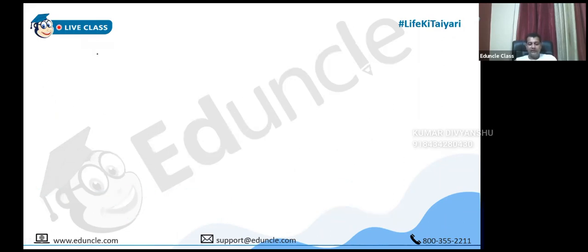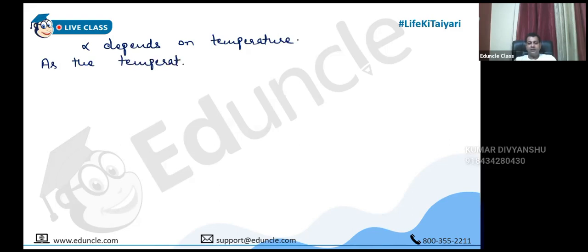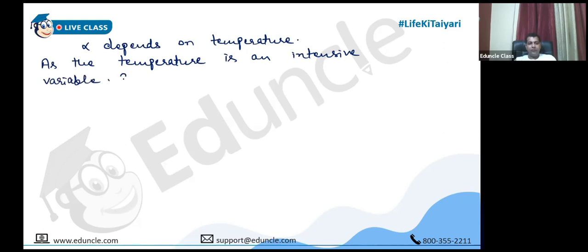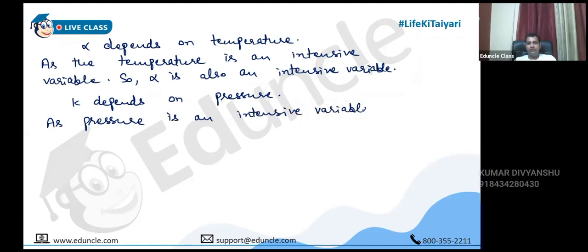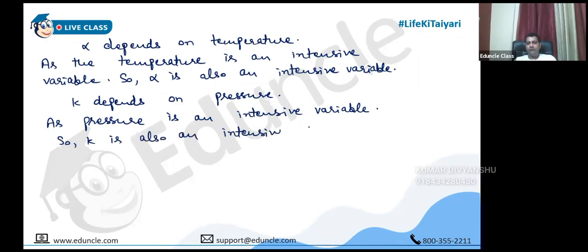So you can write alpha depends upon temperature, as the temperature is an intensive variable. So alpha is also an intensive variable. Similarly, K depends upon pressure, as pressure is an intensive variable. That's how you can solve it.